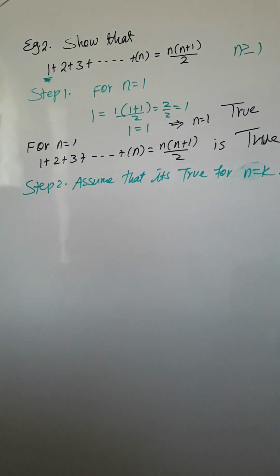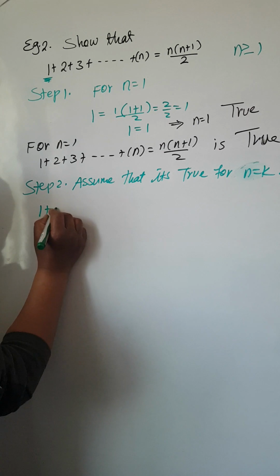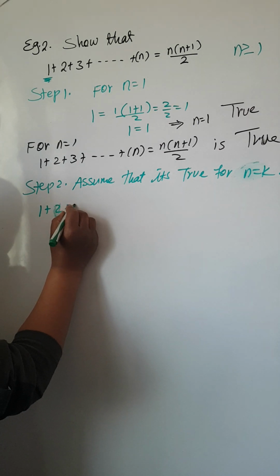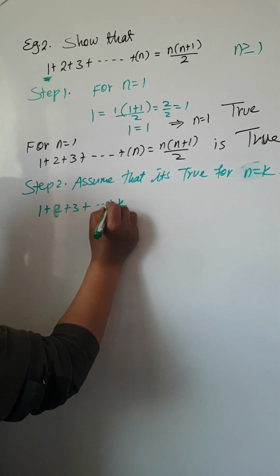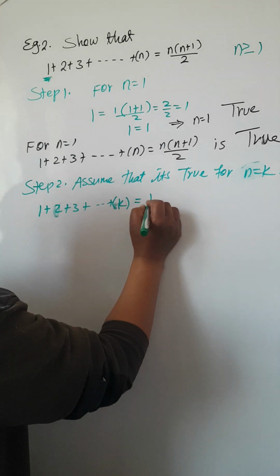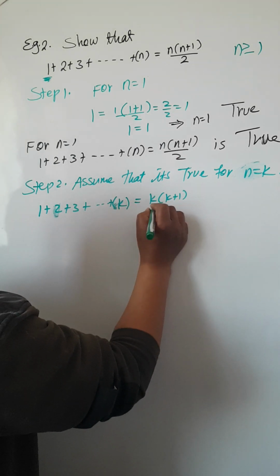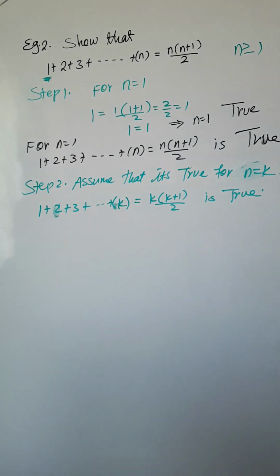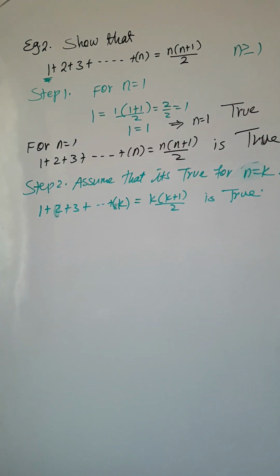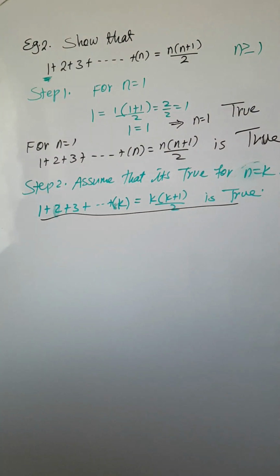Tk is true. This means now 1 plus 2 plus 3 plus, meaning now k, plus k is equal to k into k plus 1 over 2 is true. This is our assumption. 1 plus 2 plus 3 plus k is equal to k times k plus 1 over 2. This holds true. This assumption helps for the third step.